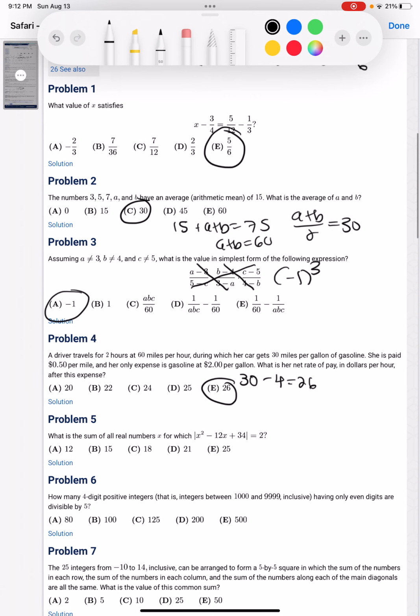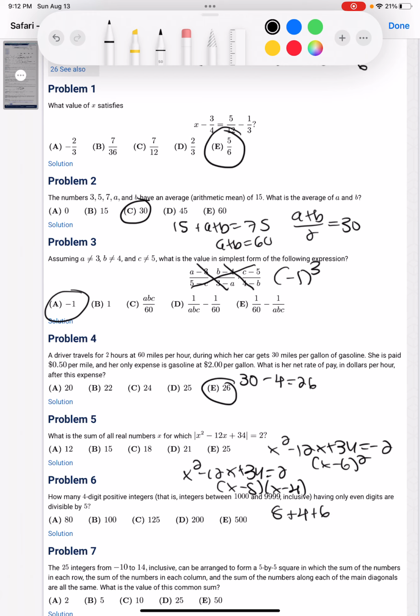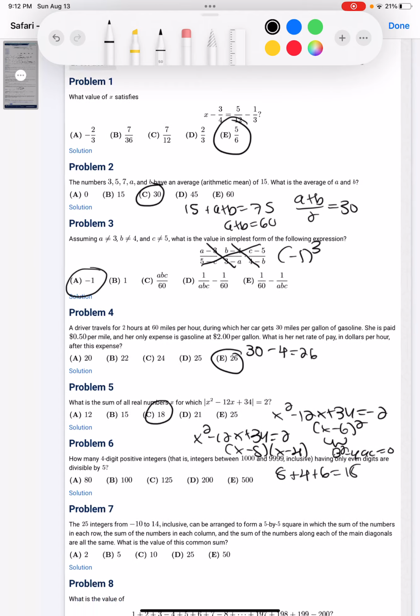What is the sum of all numbers x for which this is true? This is just very basic algebra. The tests are getting very easy. So I know I can find this as x minus 6 squared. I can find this as x minus 8 times x minus 4. And that's just 8 plus 4 plus 6, as the discriminant is 0. So that's just 18.